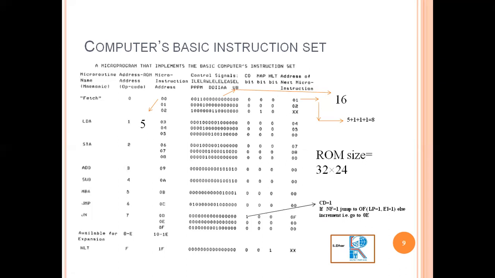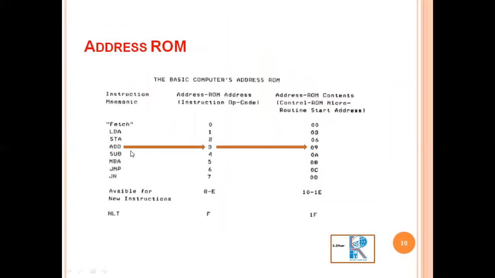Now we will go for the design, how to implement this control instruction in a microprogram control unit. So here I have again written the particular add instruction. So this is the basic computer's address ROM. What is the function of the address ROM? Previous one is the control ROM. This is the address ROM. Address ROM actually stores the address of the next instruction, that means the 5-bit address.